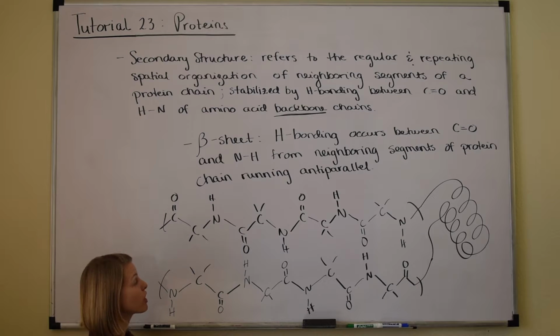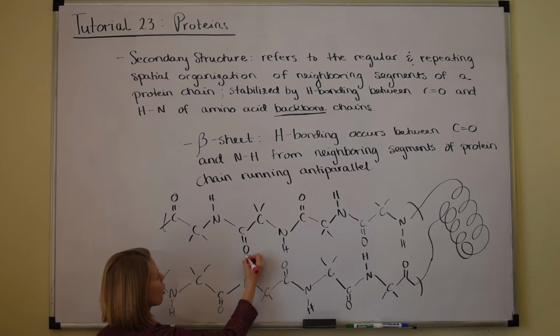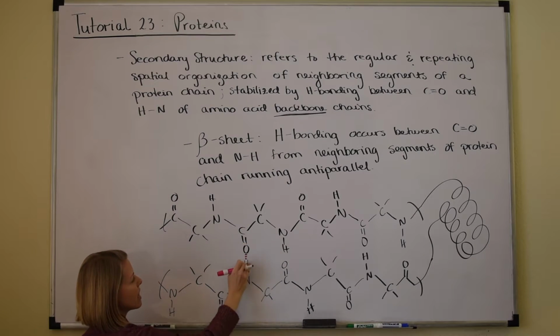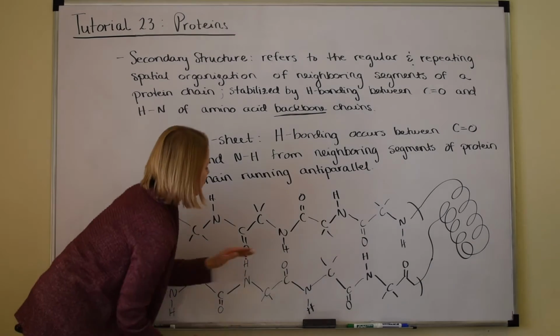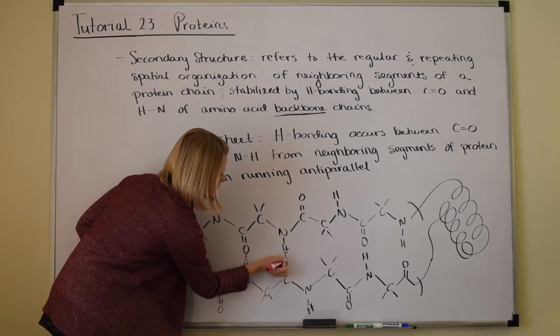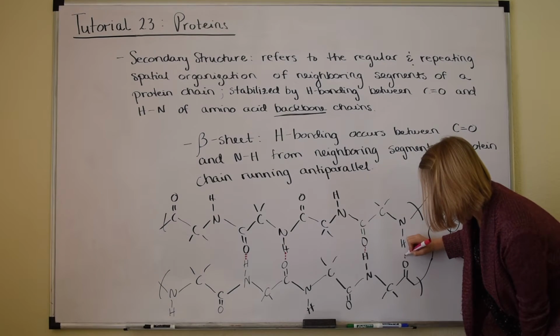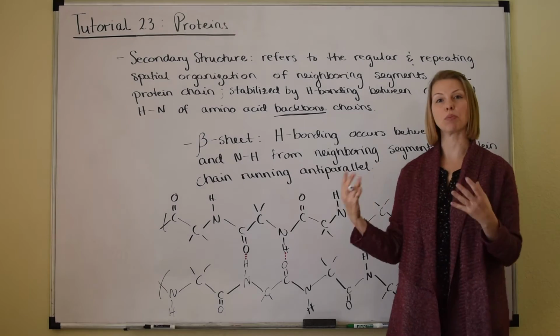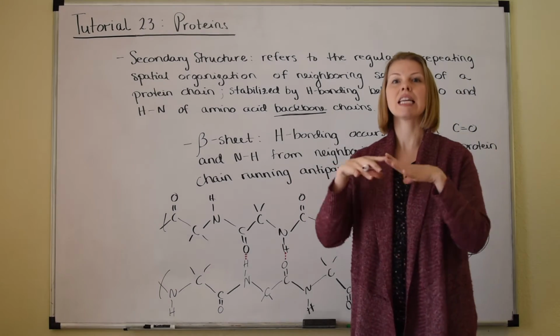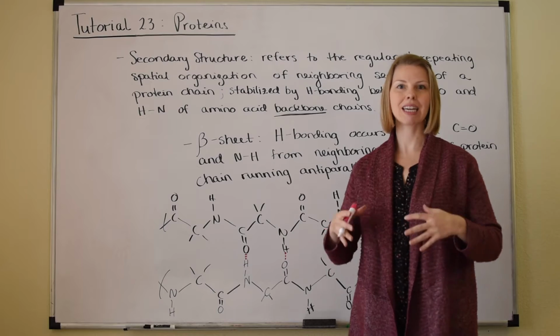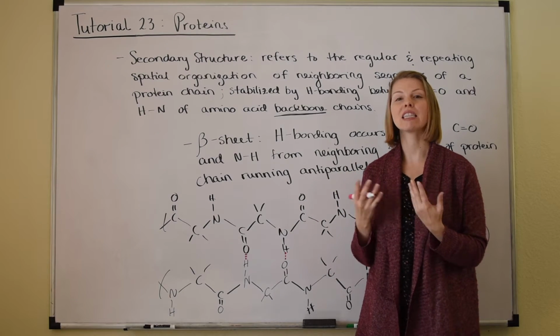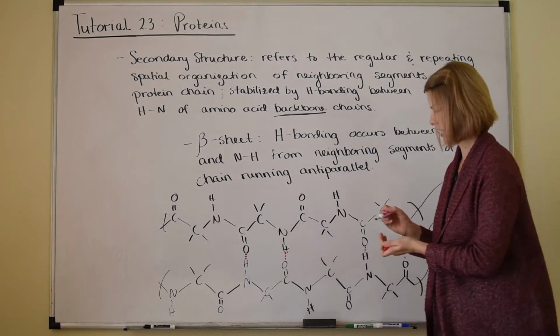All right, so hopefully you can already see all this opportunity for hydrogen bonding that would stabilize this beta sheet structure. Okay, you can see it here between the carbonyl of this amino acid and the NH of this amino acid. You can see it here, all in perfect position to hydrogen bond, and it's all that hydrogen bonding that stabilizes this regular repeating pattern known as the beta sheet. All right.